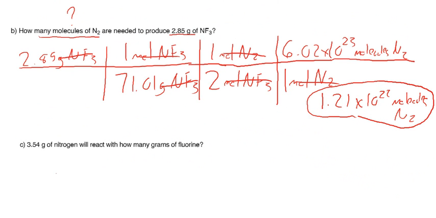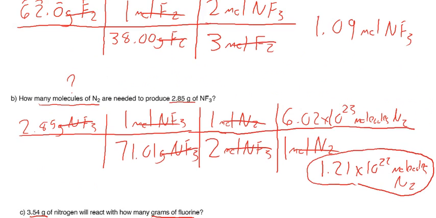And one more problem. This time we are given grams of nitrogen, so we know we're going to start with what's given. And we want to convert to grams of fluorine. That is our unknown. We'll know we're done whenever I have grams of fluorine left.